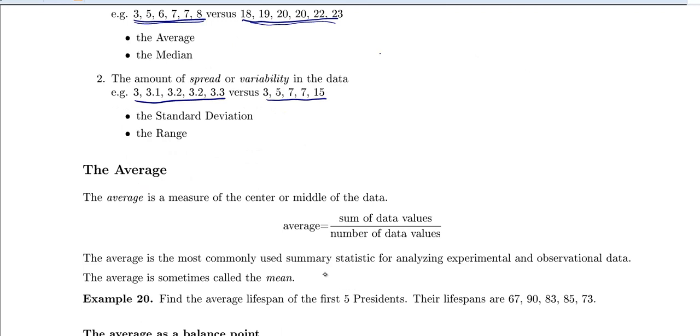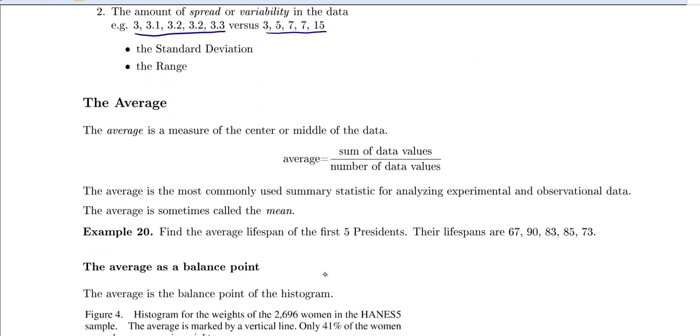First, let's go over the average. So the average is one of the most common numbers we'll talk about in statistics. The average is a measure of the center or the middle of the data. To find the average, we're going to find the sum of all the data values. Sum just means add up all the data values. So we add up all the values and then divide by the number of our values. The average is the most commonly used summary statistic for analyzing our experimental and observational data, and the average is also sometimes called the mean.